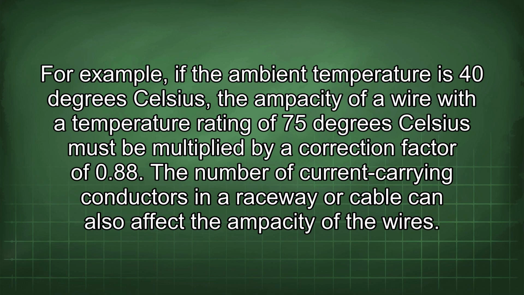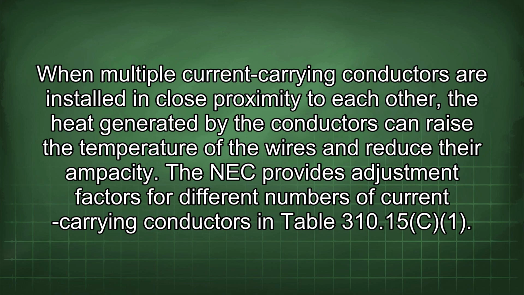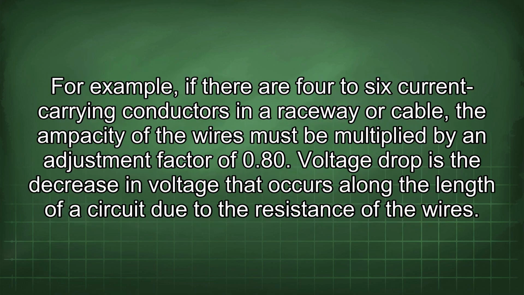The number of current-carrying conductors in a raceway or cable can also affect the ampacity of the wires. When multiple current-carrying conductors are installed in close proximity to each other, the heat generated by the conductors can raise the temperature of the wires and reduce their ampacity. The NEC provides adjustment factors for different numbers of current-carrying conductors in Table 310.15(C)(1). For example, if there are 4 to 6 current-carrying conductors in a raceway or a cable, the ampacity of the wires must be multiplied by an adjustment factor of 0.80.